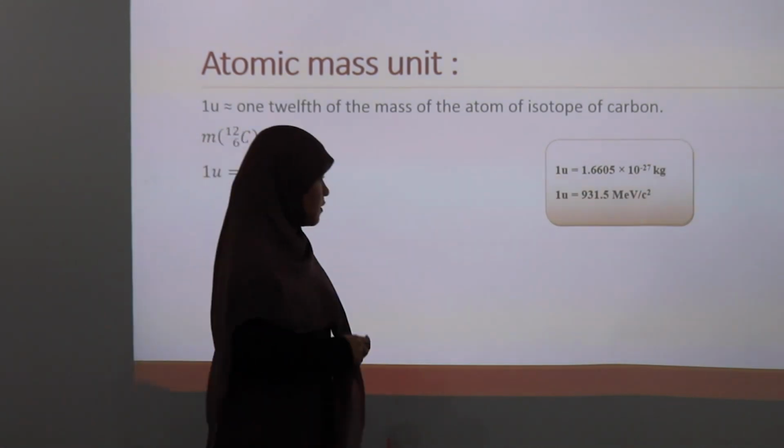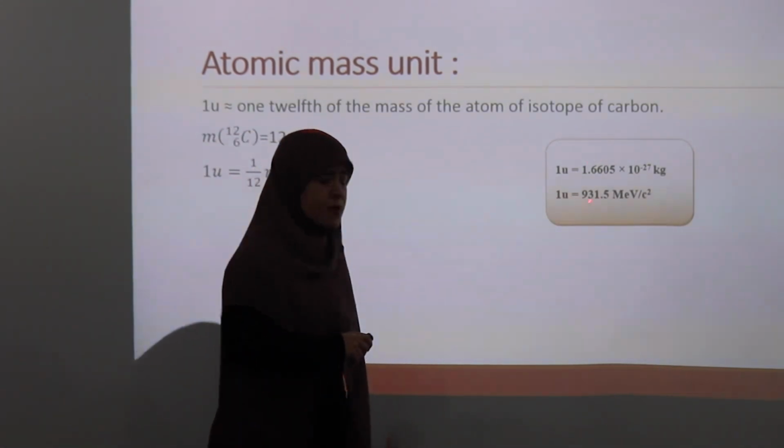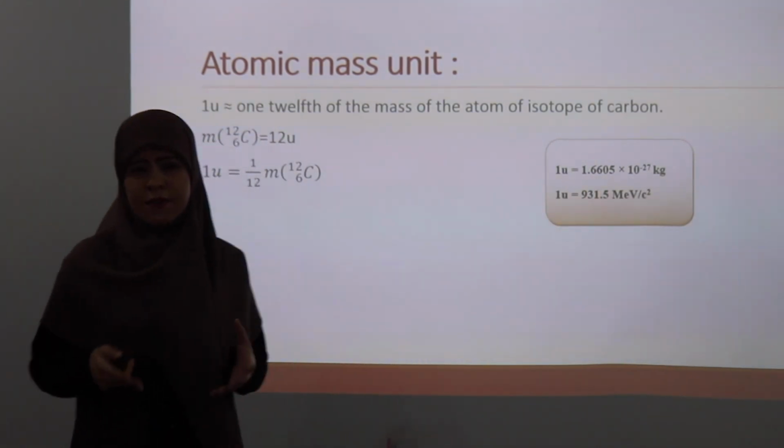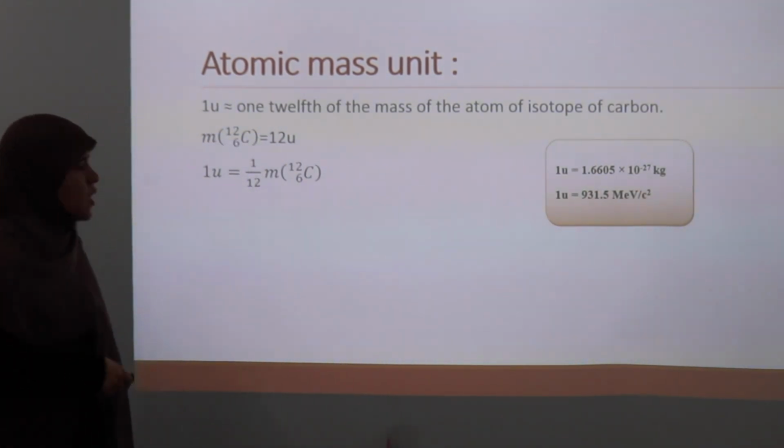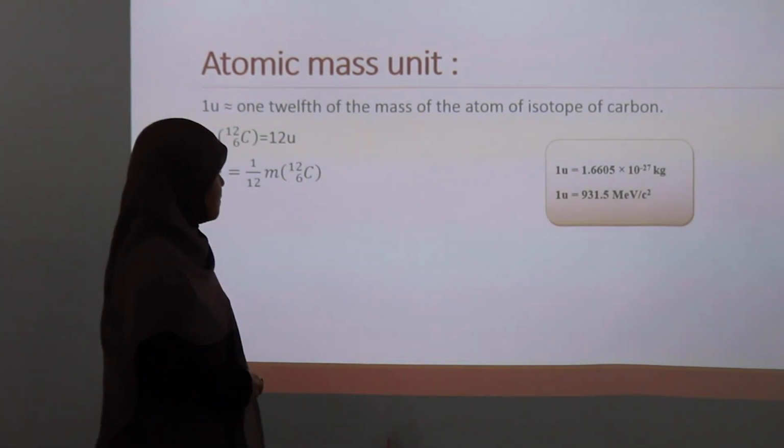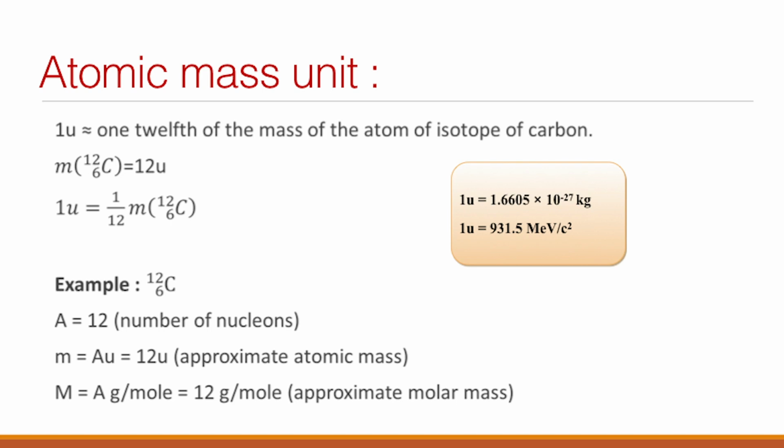Keep in mind, there is no need to memorize these numbers. In the exam they are given, so there is no need to memorize such constants. Example: carbon-12, the mass number A is equal to 12, the number of nucleons. The mass equals AU, where A is the mass number, so the mass of carbon is equal to 12U, the approximate atomic mass. So the molar mass equals the mass number A in gram per mole, equal to 12 gram per mole. This is the approximate mass of carbon.